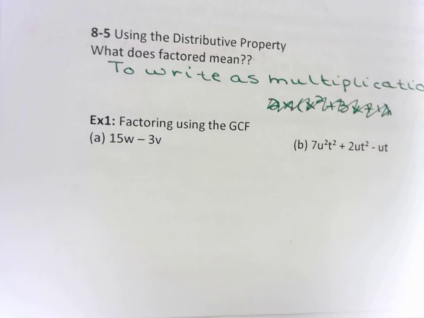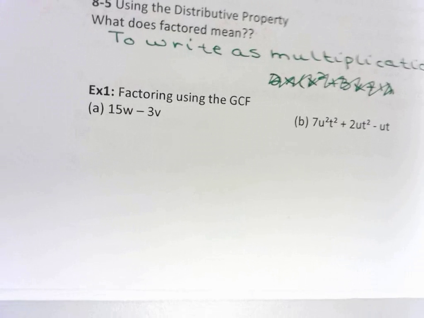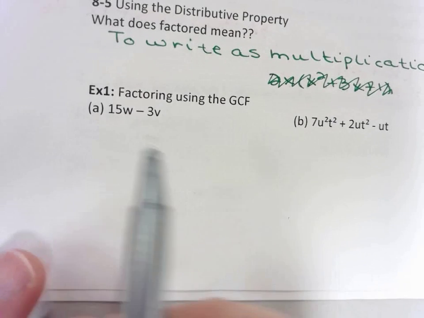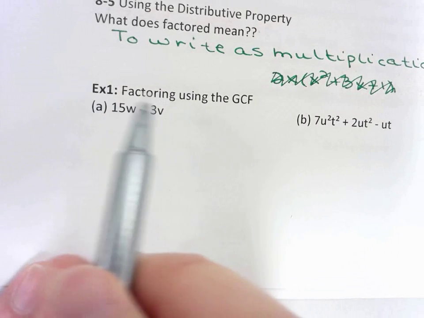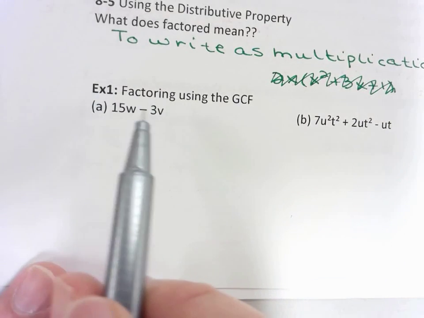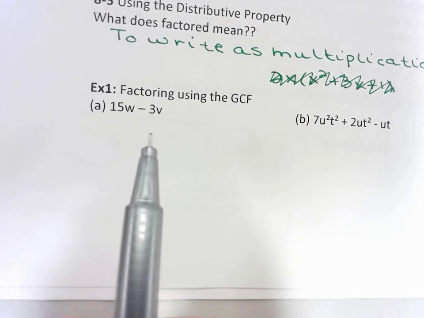First way of factoring, there's going to be 4 or 5 different ways of factoring. The first way you always check with factoring is factoring using the GCF, the greatest common factor. And that's why we spent the past couple mornings on the warm-ups going over what a GCF was. So as I look at part A, first of all, I notice this is not written as multiplication. This is 15w minus 3v.